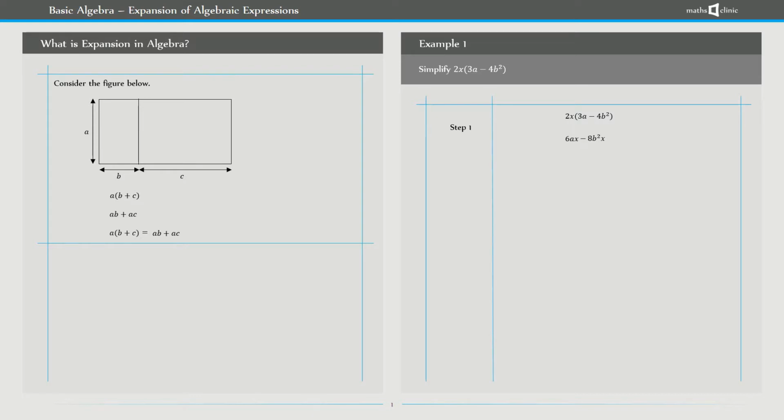You really can't do anything at this point. There's no further simplification because we do not have like variables. Very simple, very straightforward. There really isn't much to it. So let's try another example.